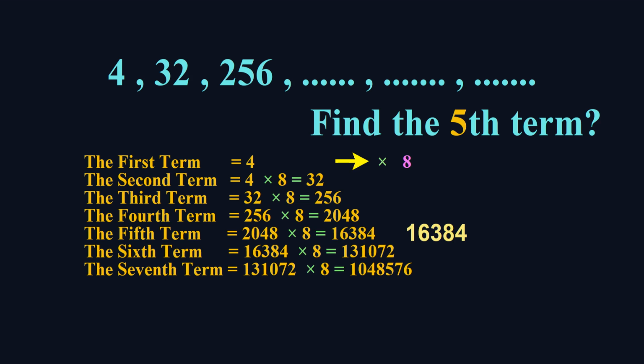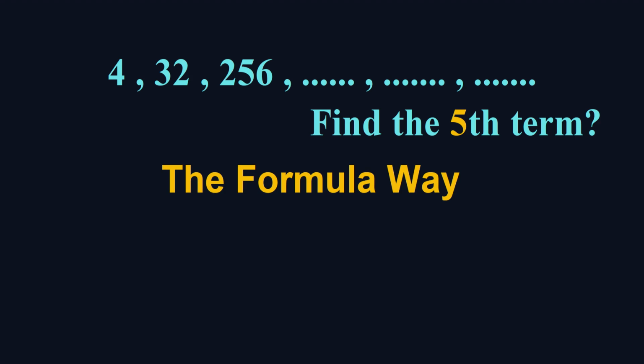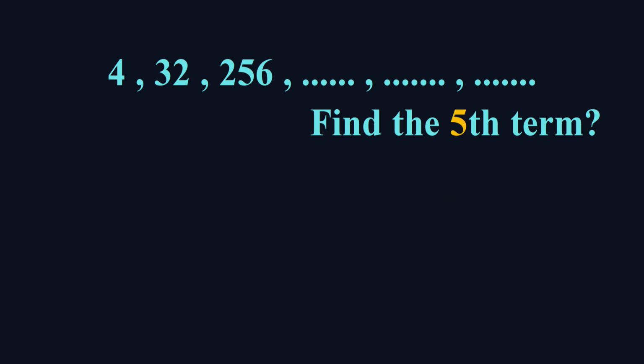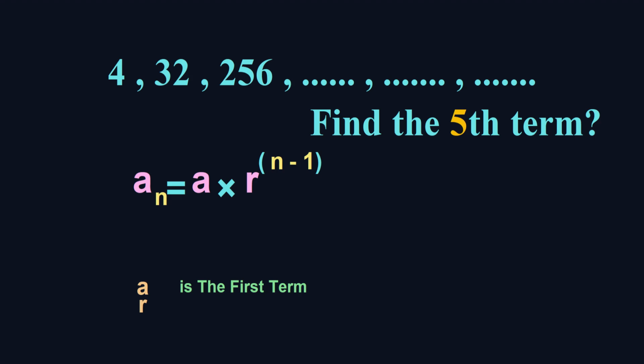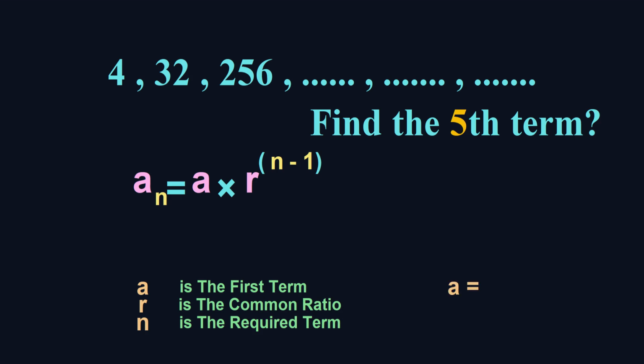Let's solve the problem by using the second method, which is called the formula way. We have a geometric sequence, and we can use the rule a_n equals a times r to the power n minus 1, where a is the first term, r is the common ratio, and n is the required term. In our problem, the first term a is equal to 4, the common ratio r is equal to 8, and the required term n is equal to 5.